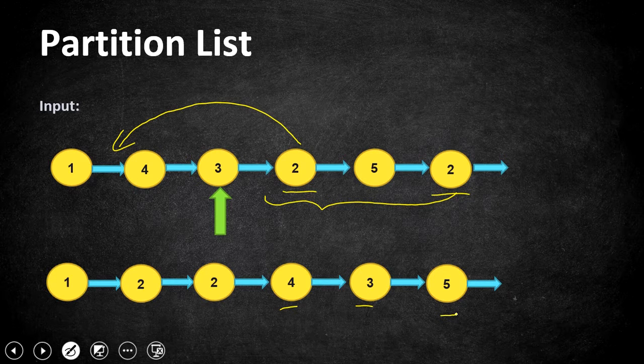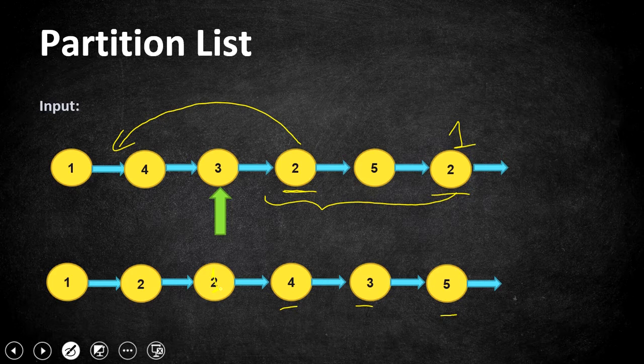Here we have to maintain the relative order. So what is a relative order? Suppose the elements are going to be 2 and 1 in the list, and if we are moving them before the list, then it should come as 2 and 1, because we should maintain the relative order. We should not swap the nodes or reorder the nodes.